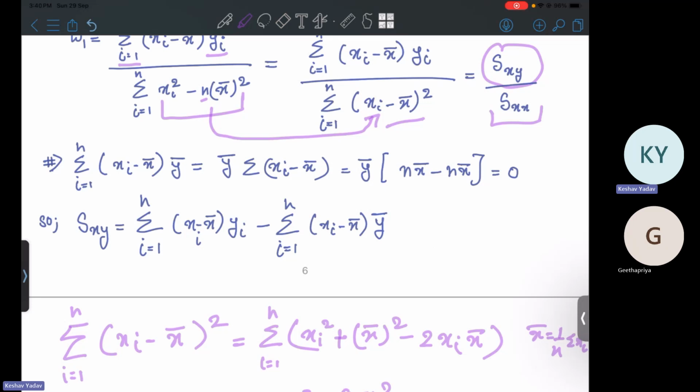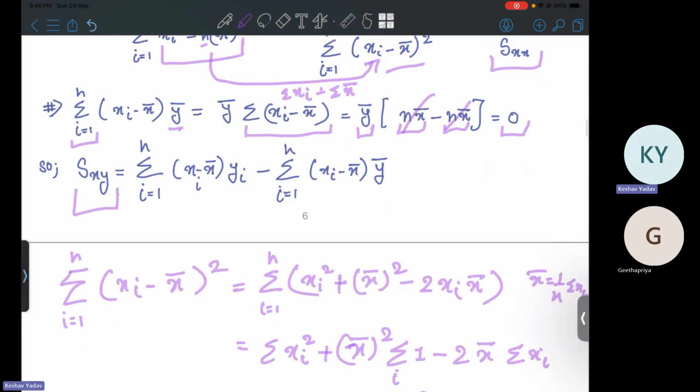Now let us see one more term here: summation of i from 1 to n, xi minus x bar multiplied by y bar. If we see, this y bar is constant, so it will come outside. So this will be equal to y bar times summation of xi minus summation of x bar. This will be equal to n multiplied by x bar, and this will also be equal to n multiplied by x bar. So this and this will get cancelled, and that will lead to 0.